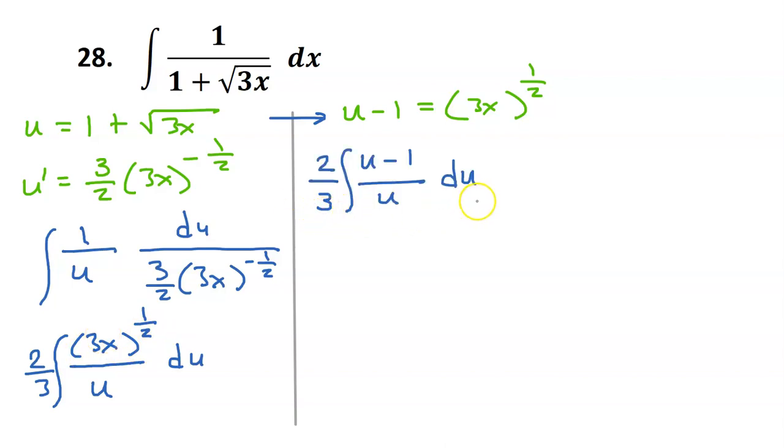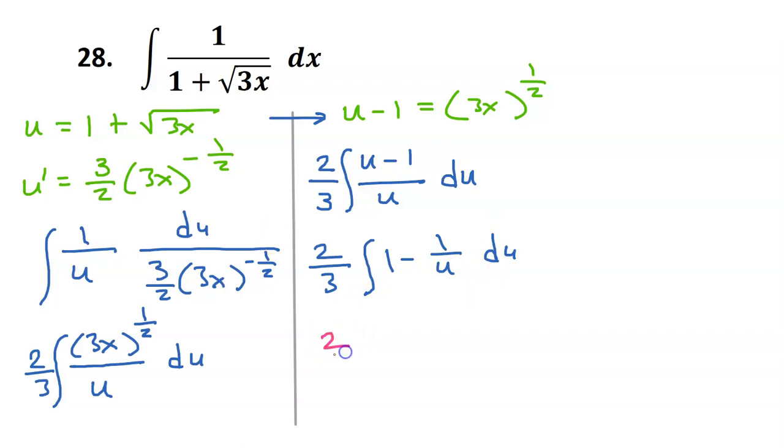So now we have this. I can do my a plus b over c rule and separate this into two fractions. So I have my 2/3 and the integral of u over u is actually 1. And then I have minus 1 over u. I see that natural log coming, don't you? And then I have du. So let's integrate this term by term.